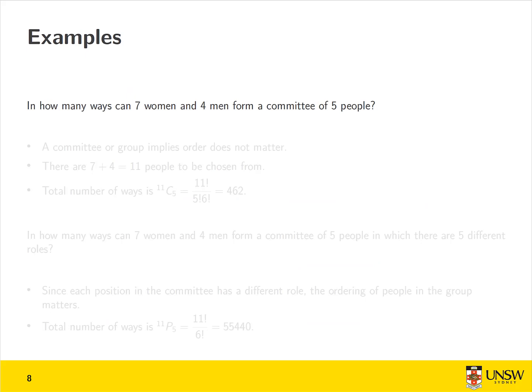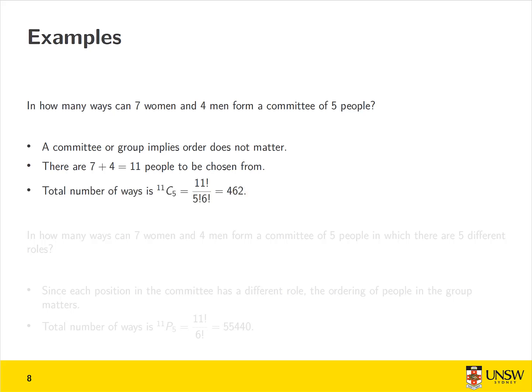Let's now look at some counting examples that incorporate enumerating combinations and permutations. For example, in how many ways can 7 women and 4 men form a committee of 5 people? Since a committee of people is an unordered group, we are counting combinations as opposed to permutations here. Since there are 7 women and 4 men, there are 11 people total to choose from. So the answer is 11C5, or 462.